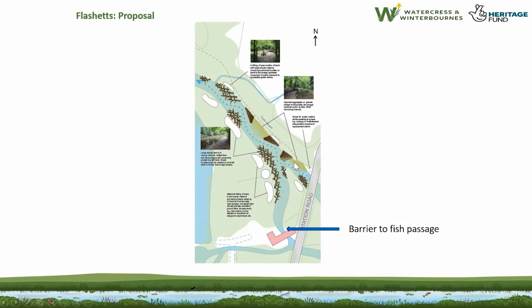We wanted to still provide good access for people, but we wanted to armour the bank where that was happening. So we actually did that in two places to try and concentrate people's activity here. And then we wanted to increase the light getting into the river.